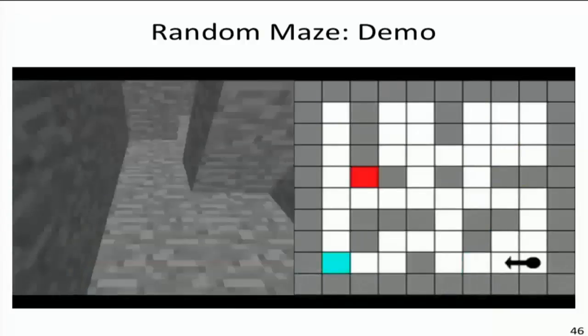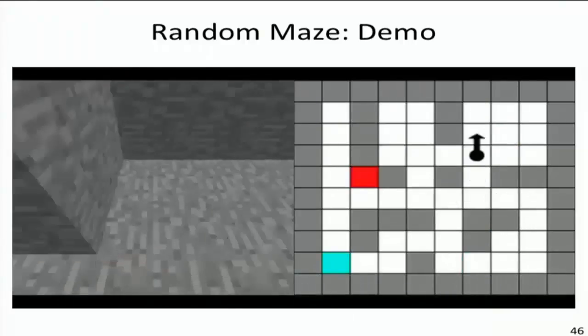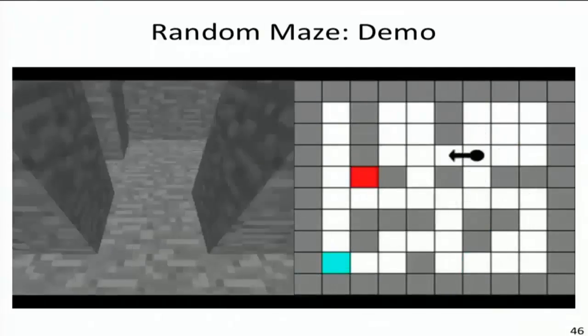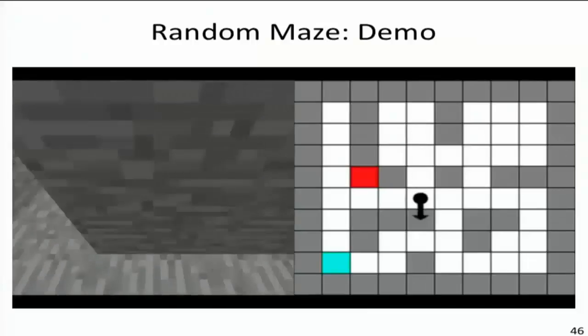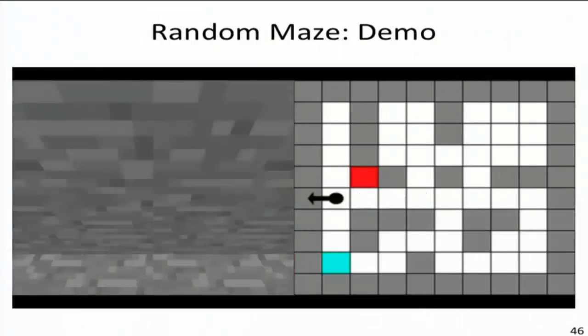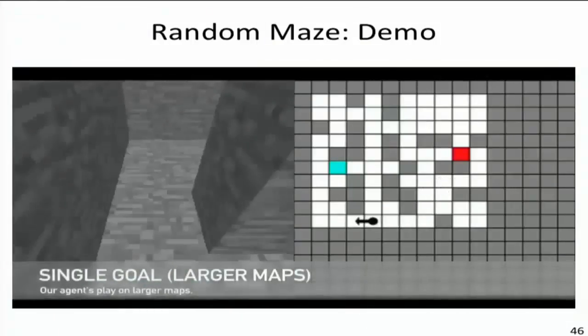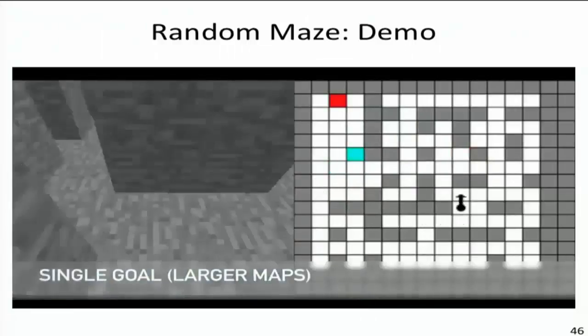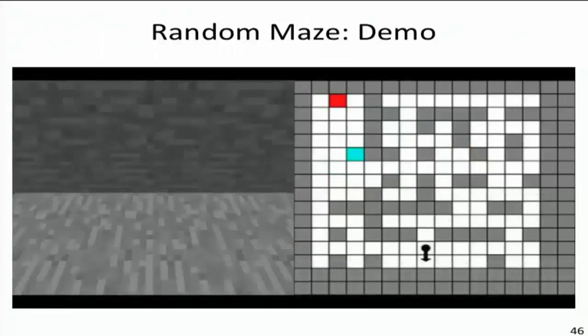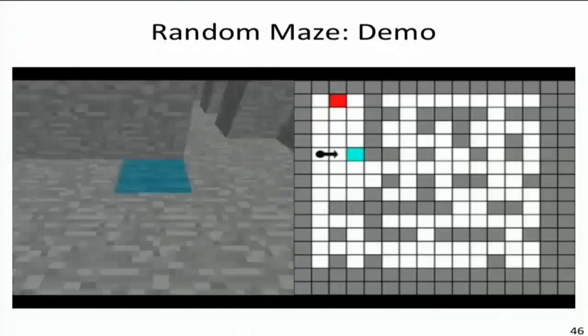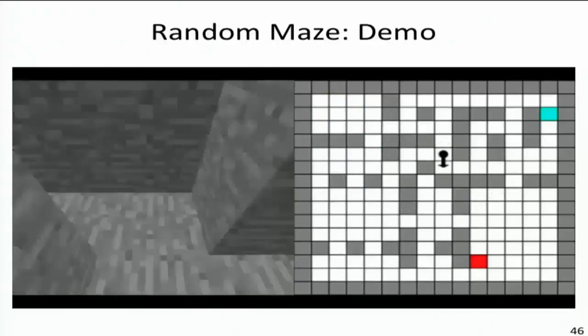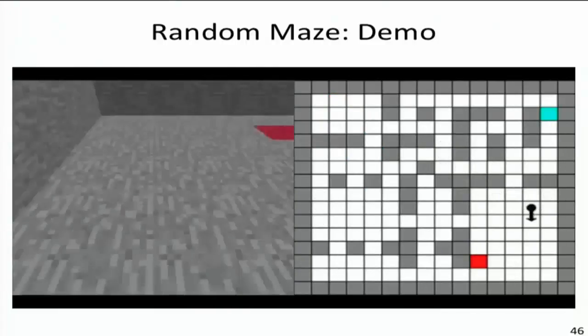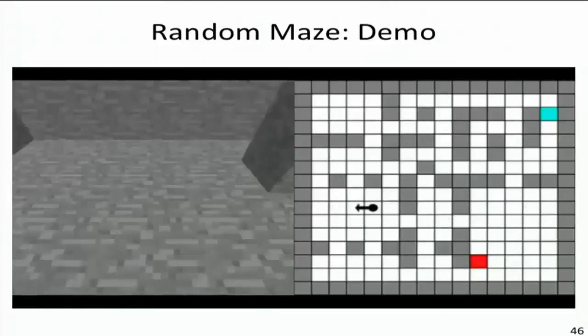Again, the agent is somehow able to find the right goal, but it's not really having an explicit representation of the map, so it is doing some kind of random exploration, but still at the end it can find the right goal. So obviously having some explicit memory mechanism would definitely improve the performance.